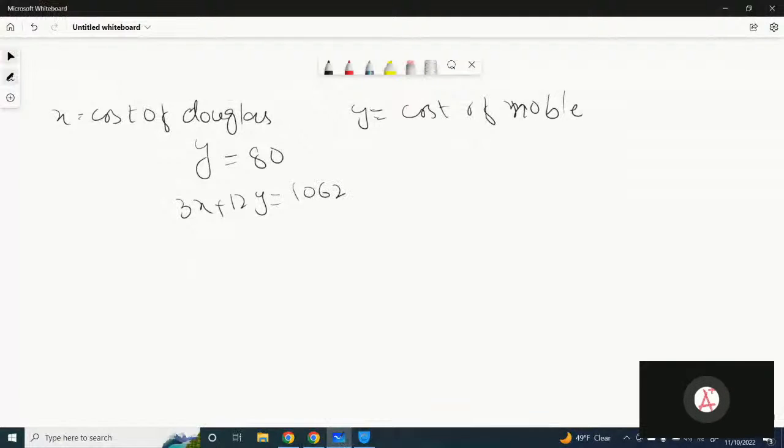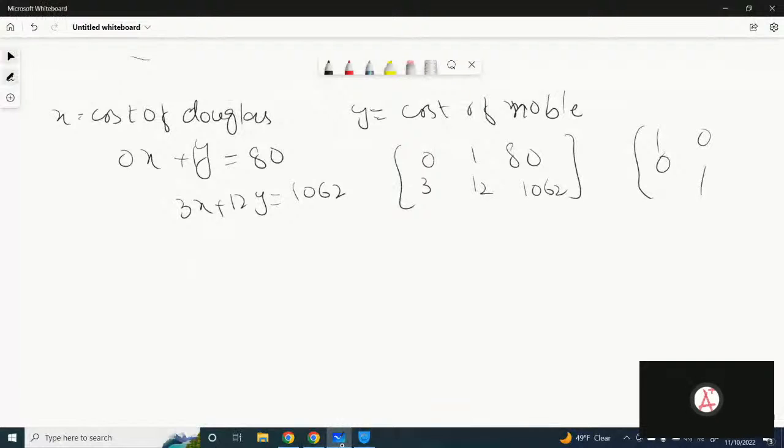So just form the matrix. So it would be 0x plus 1y. Matrix is 0, 1, 80, 3, 12, 1062. Got it? That is the matrix you have to solve. Okay, so you have to form the identity, 1, 0, 0, 1. You have to make these values 1, 0, 0, 1. Got it? Okay, let's just swap the values, interchange the rows.